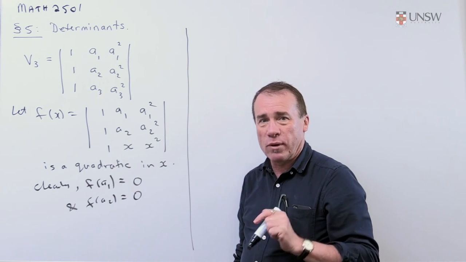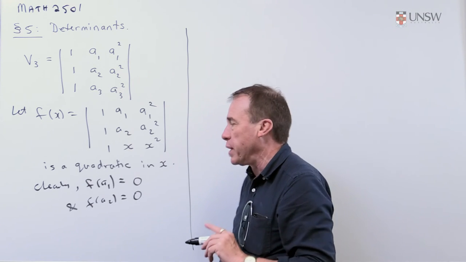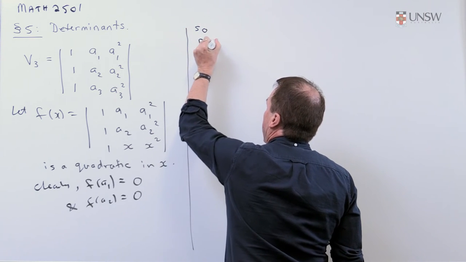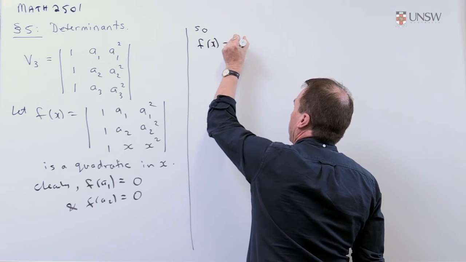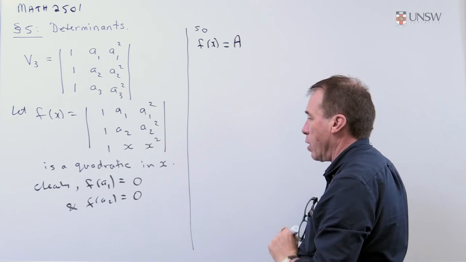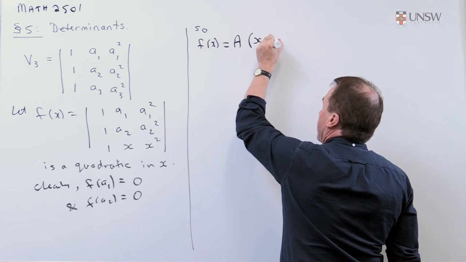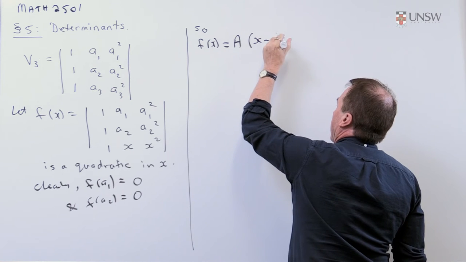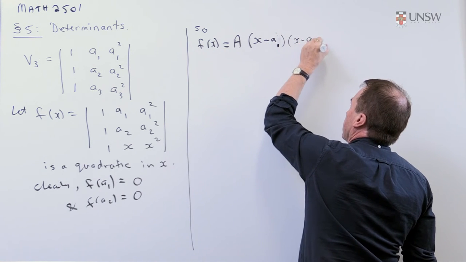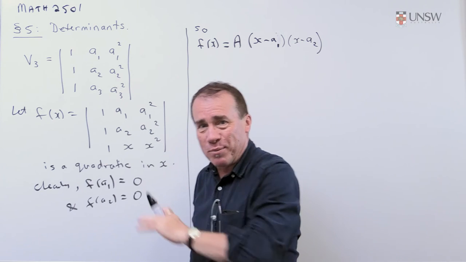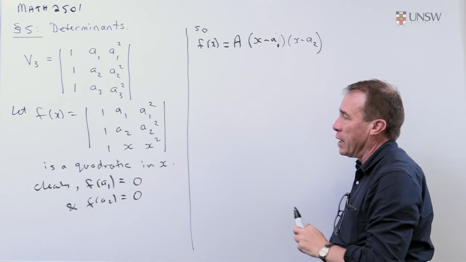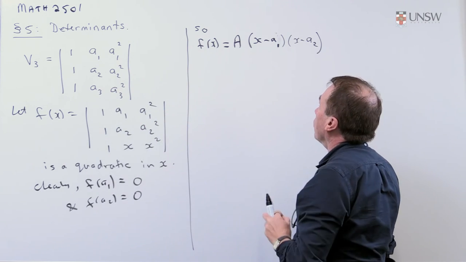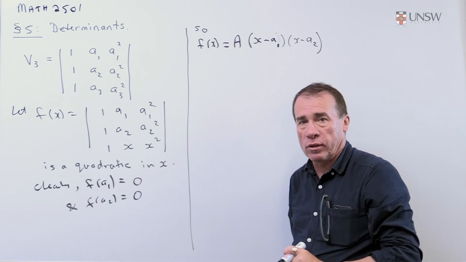I know essentially what the quadratic looks like, except that it won't necessarily be monic. So I can say that my f of x is some constant, we don't quite know what that is yet, times x minus a1 and x minus a2. So in a very simple step, we're able to work out what this determinant looks like, except for the initial constant.